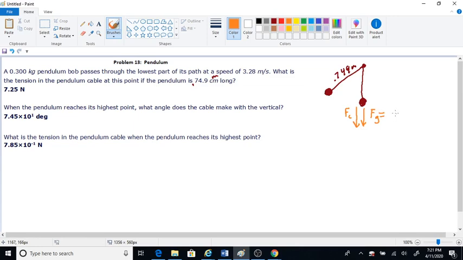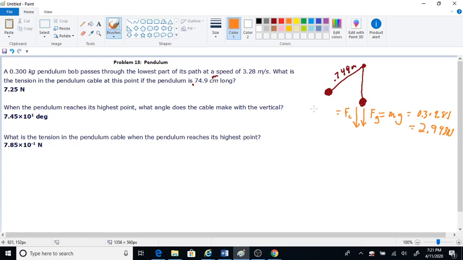So, FG is mass times gravity, and if we do that, it is 0.300 times 9.81. When we multiply those two, we get 2.943 newtons. Okay, now how about FC?